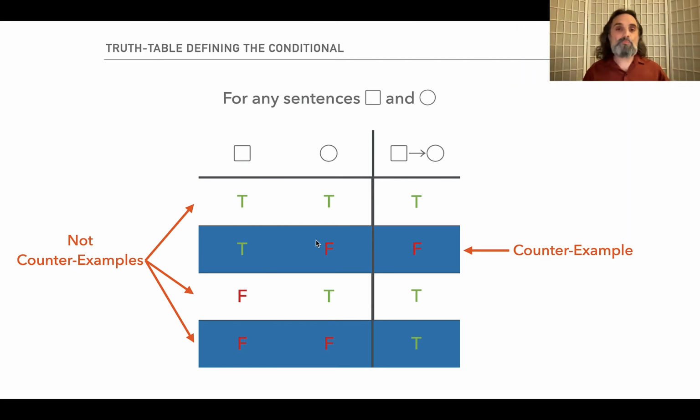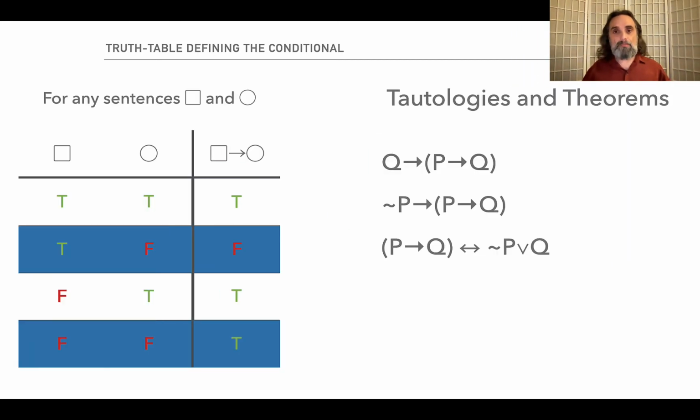So if we think about what that means, this, if Q, then if P, then Q, that's a tautology and it's a theorem. Why? Well, let's look at the truth table. There are two rows on which the antecedent is true, the first row and the third row. And on both of those rows, the conditional is also true. So if Q is true, then you're on the first or the third row, and either way, the conditional is true.